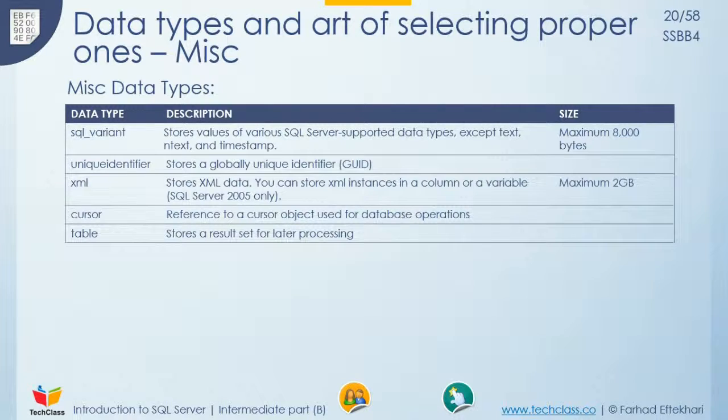And finally, we have these data types that got left from those categories. We have SQL variant, unique identifier, XML, cursor, and table. You barely encounter situations to use them, but you can also search by yourself to see what the differences are and what the cases are where you sometimes need to use these data types.